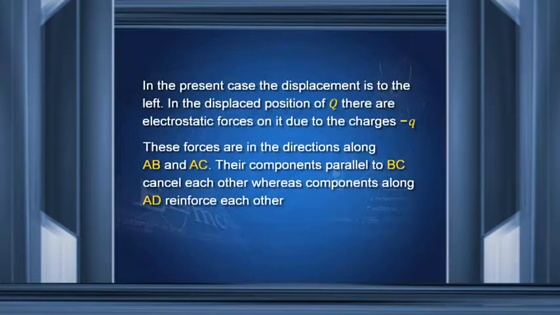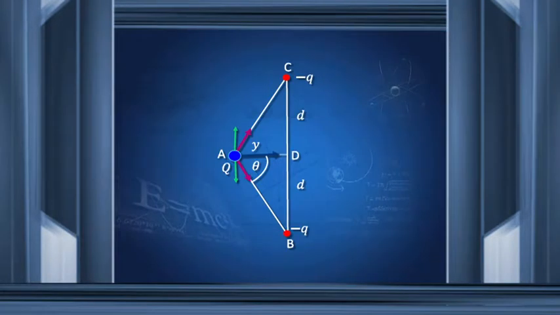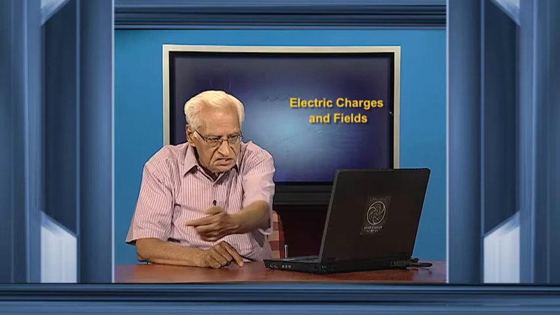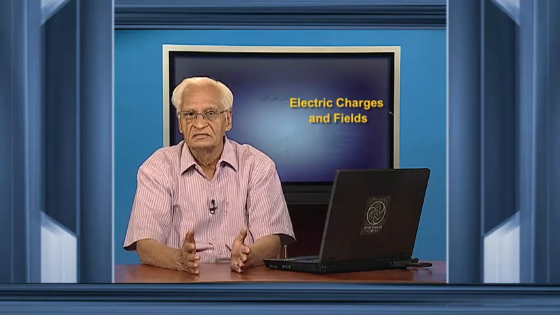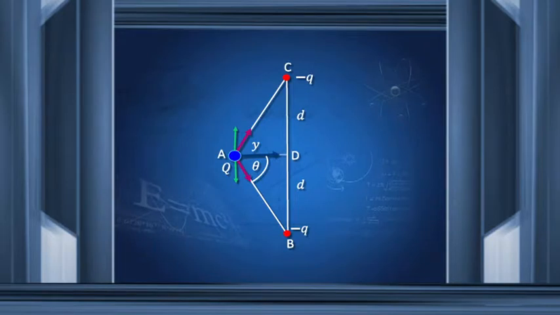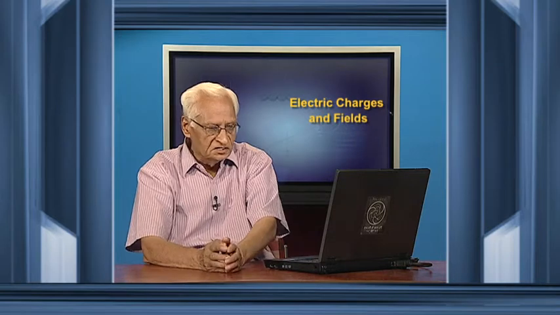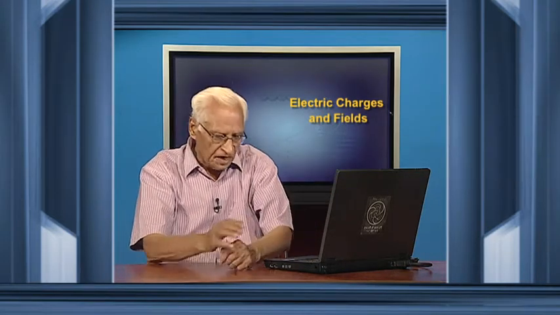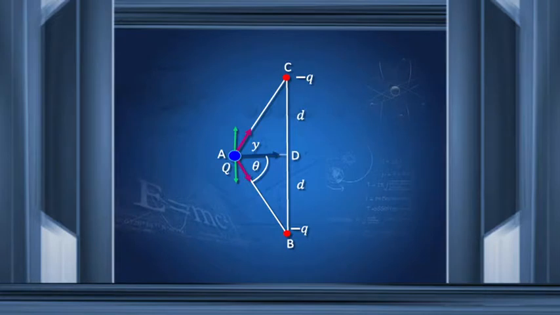Now, if you find the force due to this and the force due to this, what will happen? These components, this component perpendicular and this component perpendicular, will cancel. Only this component towards the original position will remain. You can see that the condition for simple harmonic motion is being satisfied. The displacement was in this direction, the force to bring it back is in this direction. Therefore, this charge will execute simple harmonic motion. So, all that we need to do is to put in numbers and find the time period.